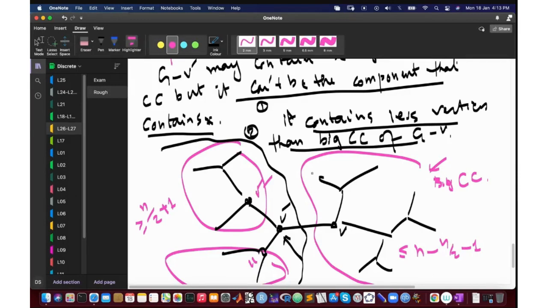Okay, and the second thing we are saying is that the big component now will contain fewer vertices than the big component when we were removing V. And that's true because the new big component is a part of the original big component, from which we have removed V bar. Okay, so the number of vertices in the new big component is less.